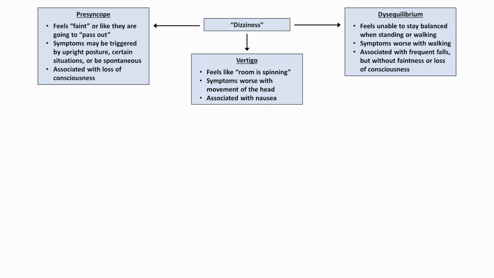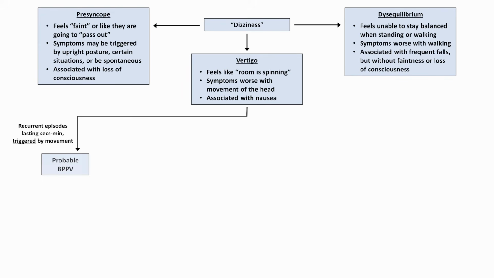Focusing just on the further workup of vertigo, there are 4 common clinical presentations. The patient could have recurrent episodes, lasting seconds to a few minutes, which are not only worsened by movement, but also triggered by movement. This is the typical presentation for BPPV, in which case the next step is the Dix-Hallpike maneuver. An abnormal Dix-Hallpike combined with the classic presentation is sufficient to confirm BPPV.